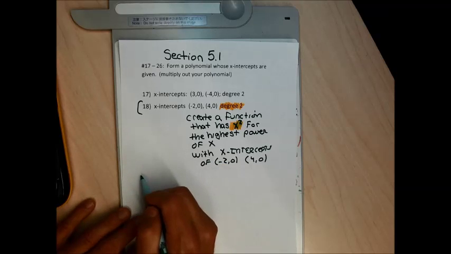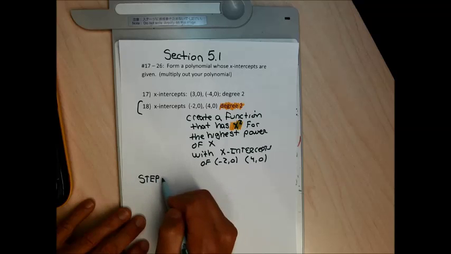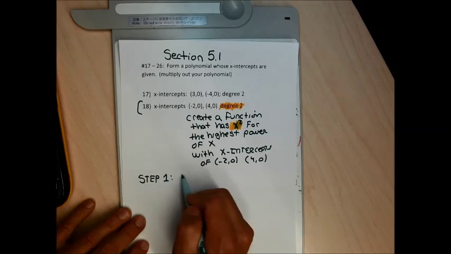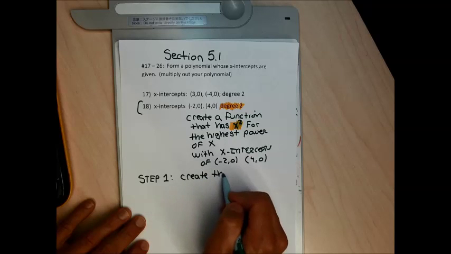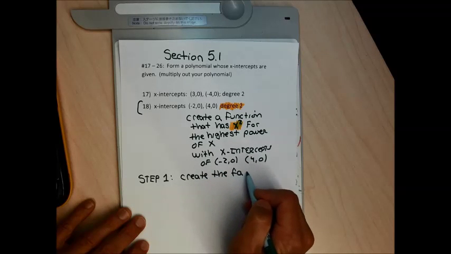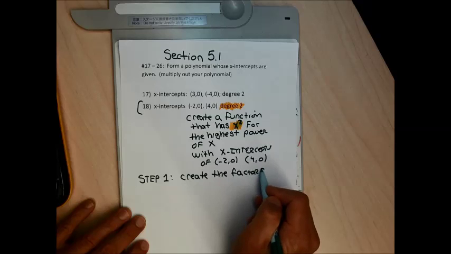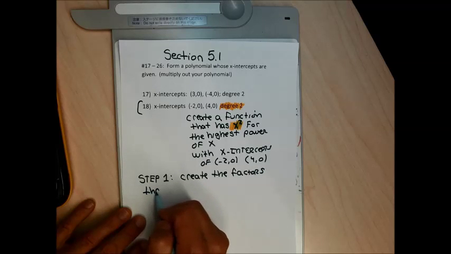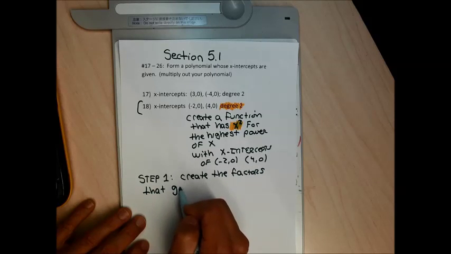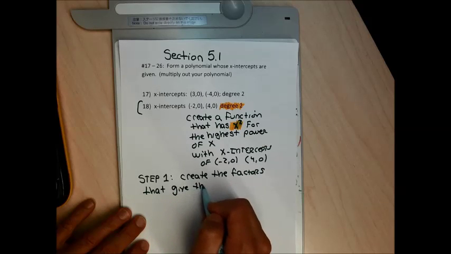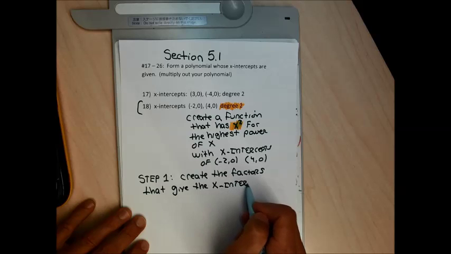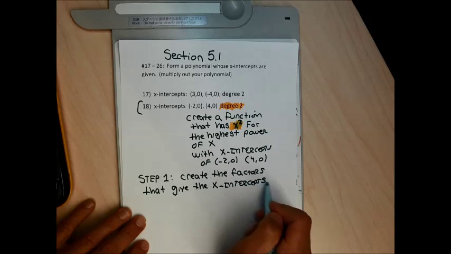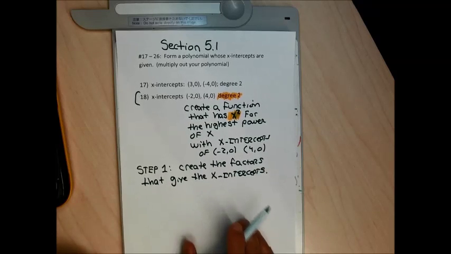So my first step is to create the factors that give the x-intercepts, and this is kind of just working backwards.